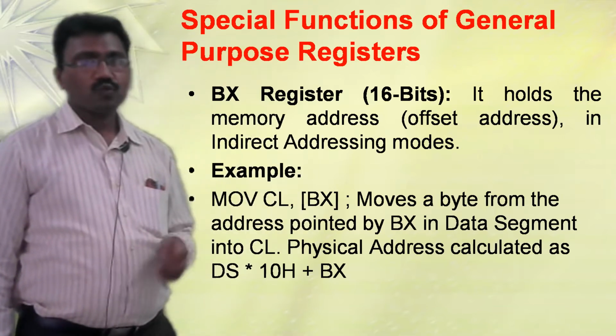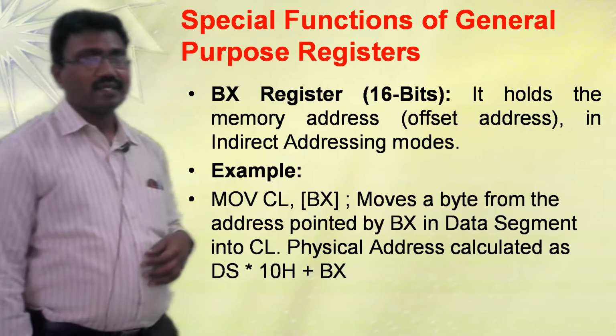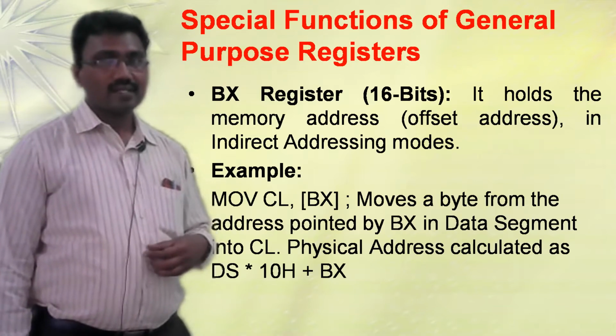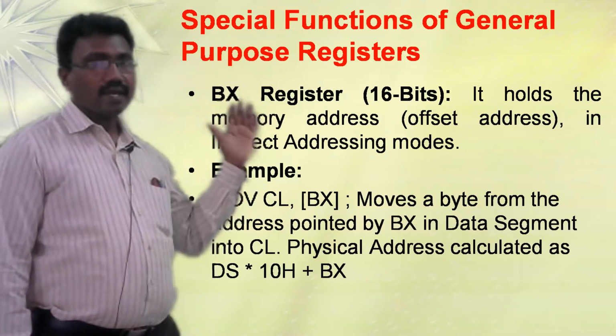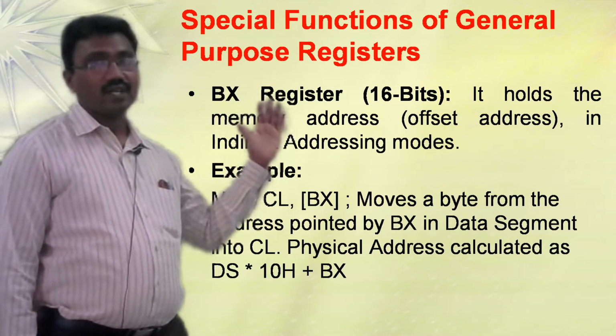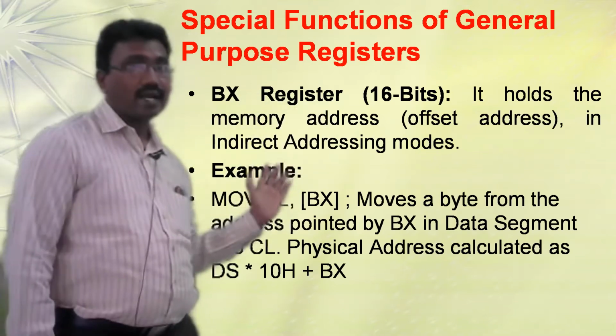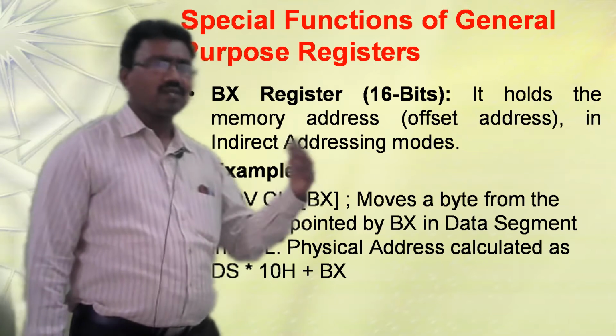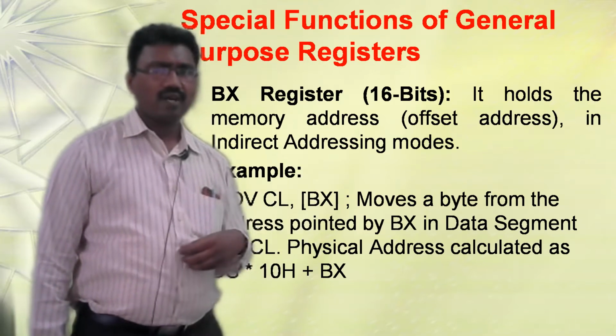The segment register points to the beginning of the segment, whereas the offset register holds the specific address within the segment. So the BX register is used to hold the offset address of the memory, in indirect addressing mode. In an upcoming session we'll see in detail what an addressing mode is and the different types of addressing modes.